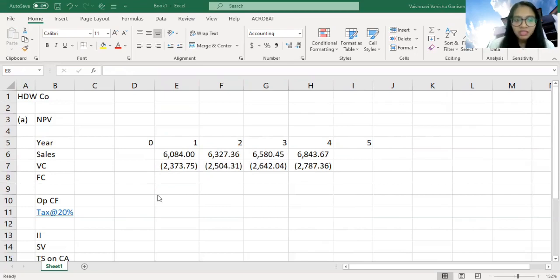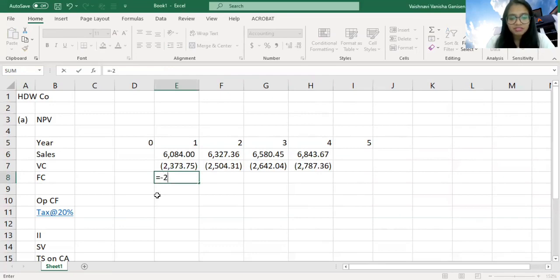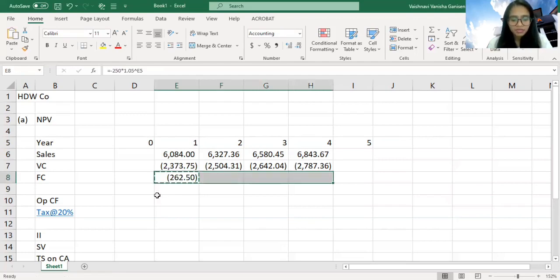All right, now the next one, incremental cost. Okay, so incremental cost is $250,000 per year. The inflation for variable cost, sorry, fixed cost is 5%. Okay, let me just double check. 255%, right? So enter, copy, paste.